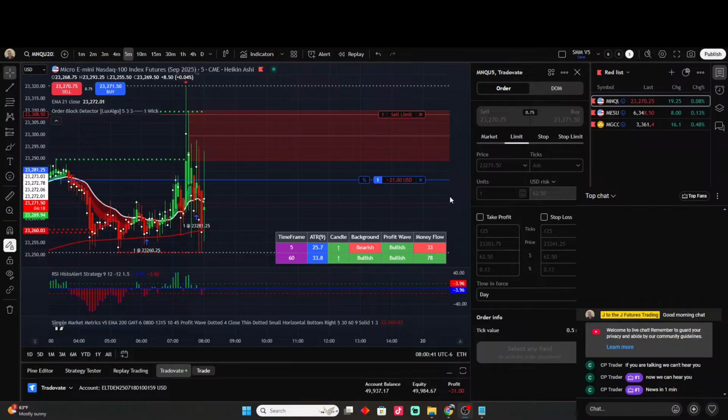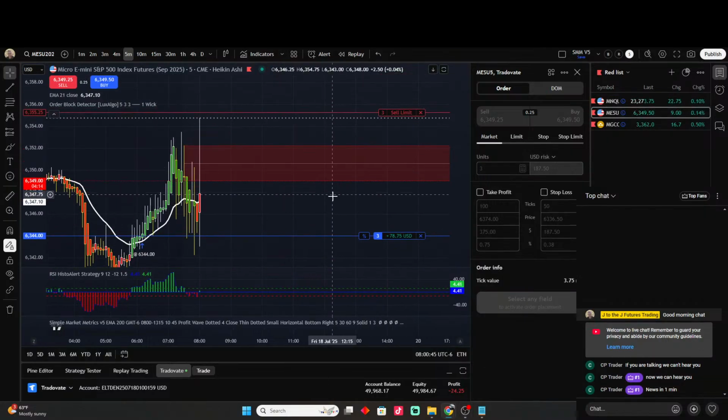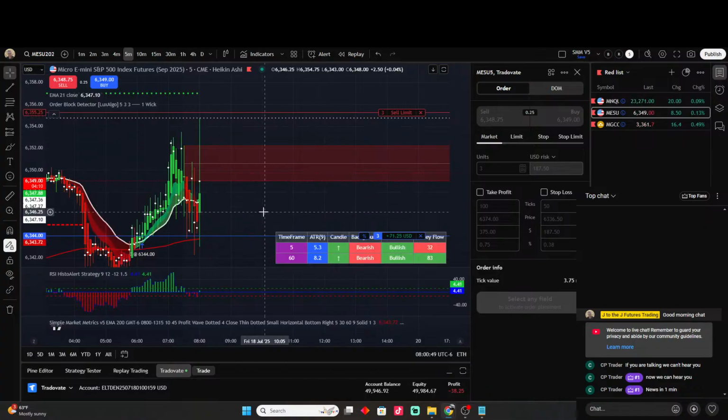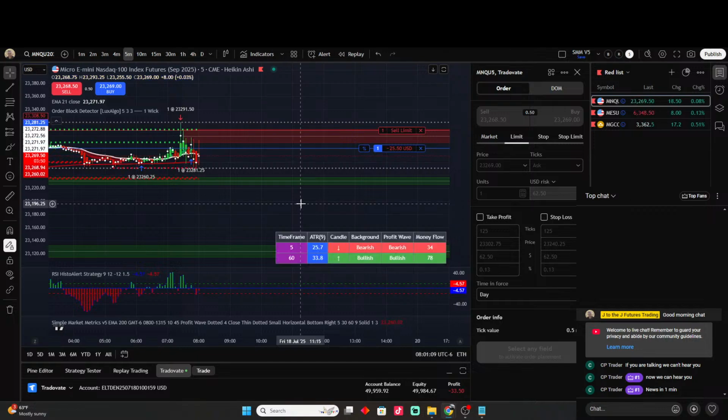There we go. Man, look at that. Almost hit my take profit. A giant spike. Jeez. It's like 1 or 2 ticks away. That's crazy. NQ, same thing. Had a really good spike there.